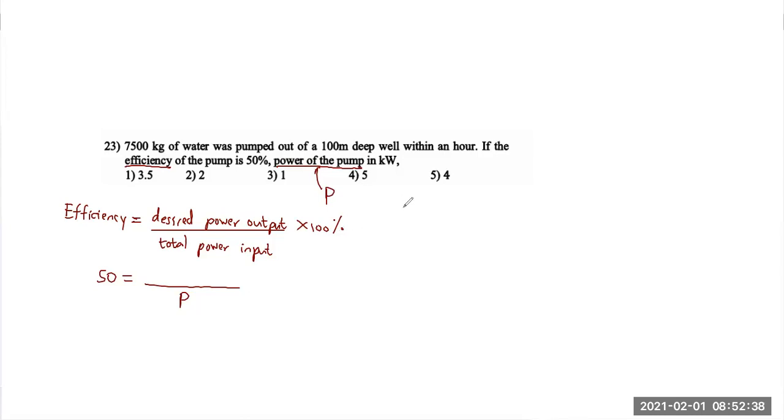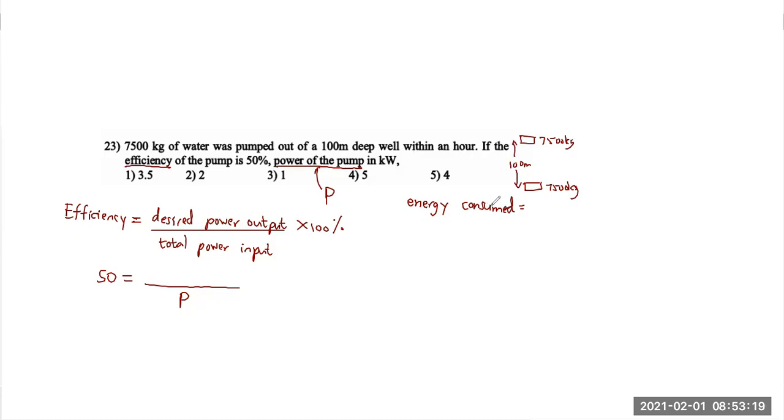How much energy do we need? Energy consumed is the change in potential energy of water. 7,500 kilogram of water is pumped out of a 100-meter well. So water is initially at 100-meter depth, and we need that water to be elevated by 100 meters. And that must happen within 1 hour.